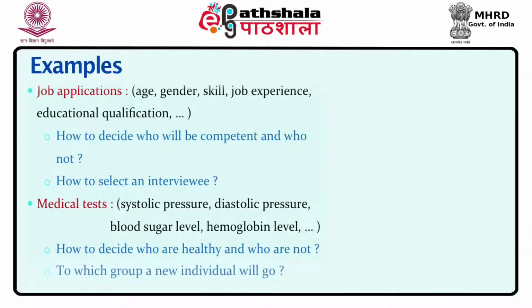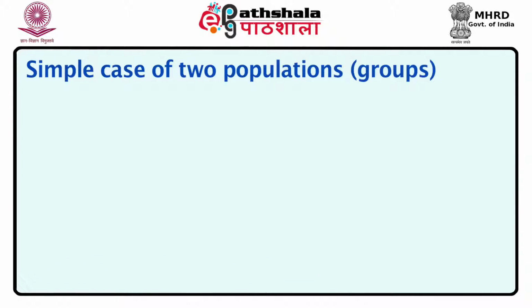And secondly, when a new patient comes to the doctor, the doctor looks at his different pathological results and then has to decide on the group that the new individual should be placed into, whether this new individual should be considered as healthy or not healthy. So again, a problem of classification would come in. To begin with, let us look at a very simple case of two populations or two groups.